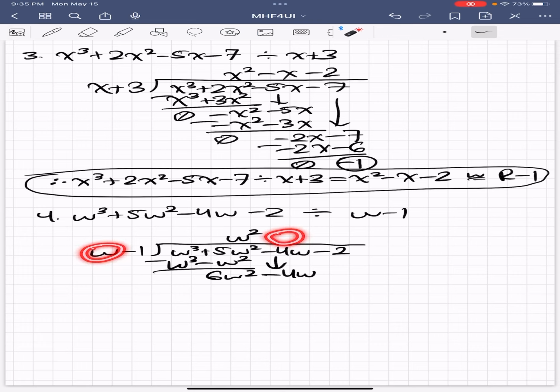What multiplied by w would get 6w squared? What's missing? What multiplied by w will get 6w to the power of 2? What coefficient, what variable, and to what degree would you multiply w by to get 6w to the power of 2? I think what's missing is 6w.